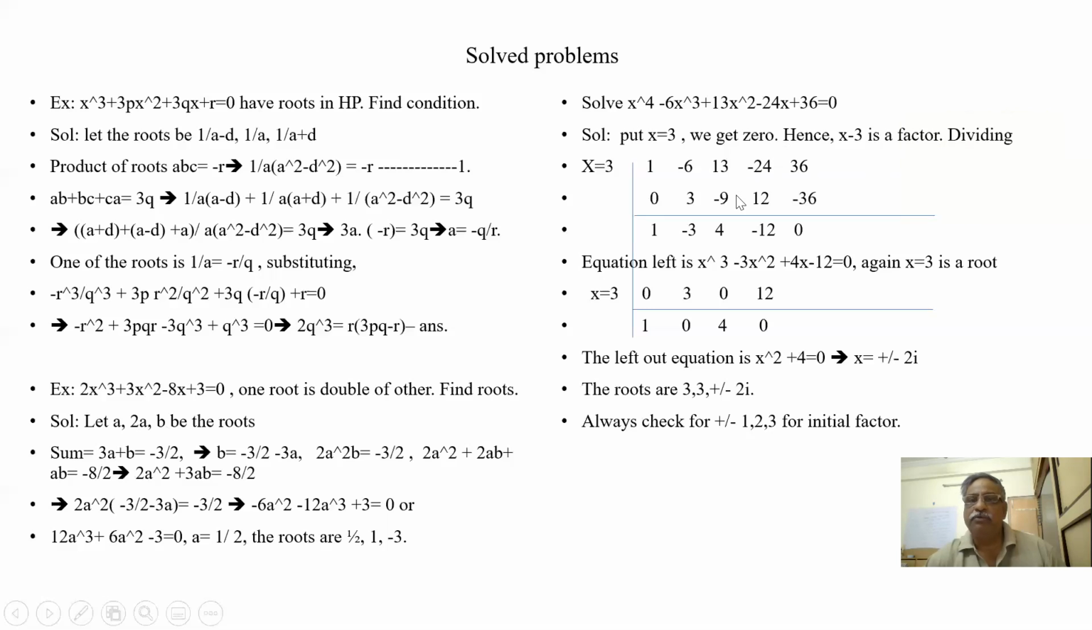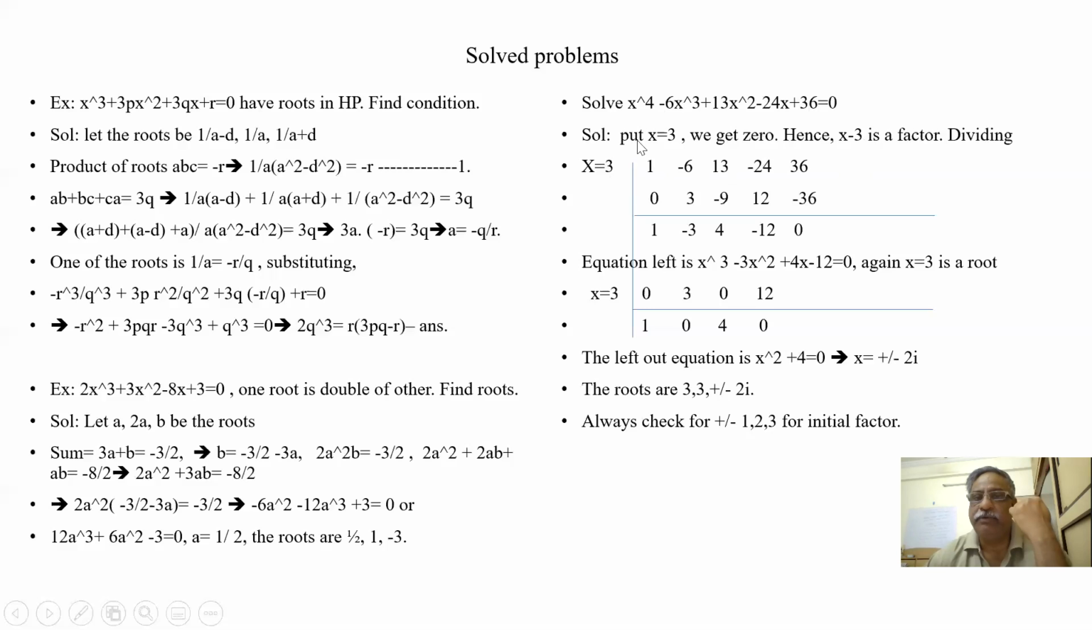Here it is given. We have to solve this equation. So always we try plus or minus 1, 2, 3 by inspection itself. Suppose I put 1 here: 1 minus 6 is minus 5, plus 13, 8, minus 24, 8 minus around minus 16, so 1 is not a root. Similarly 2, similarly 3. If I substitute 3 here, I am getting 0. That means x minus 3 is a factor.